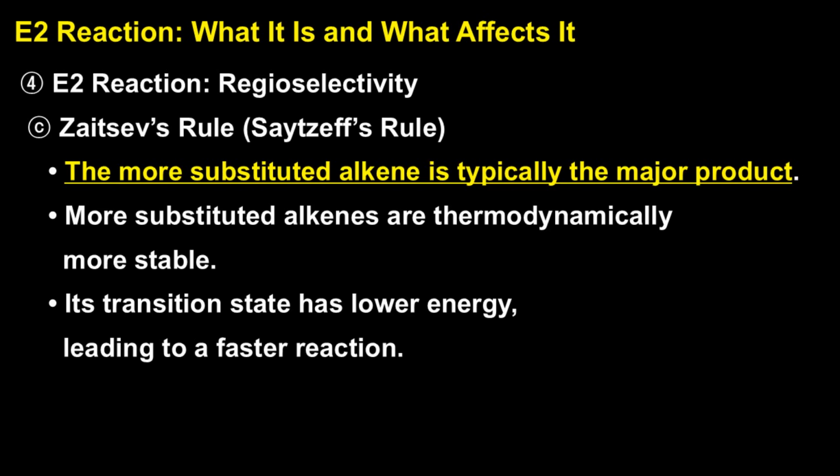That's where Zaitsev's rule comes into play. According to this rule, the more substituted alkene typically forms as the major product. Why? Because more substituted alkenes are thermodynamically more stable. Additionally, the transition state leading to the more substituted alkene usually has a lower energy barrier. This means the reaction naturally favors this pathway. It's simply faster. In short, although E2 reactions can produce multiple alkenes, the more substituted one usually dominates, thanks to its greater stability and a more favorable reaction pathway.